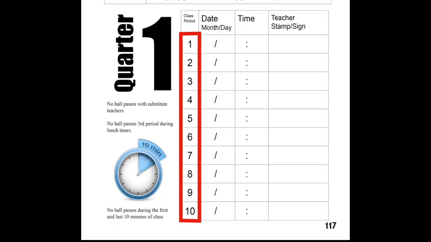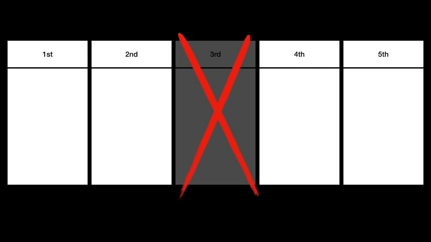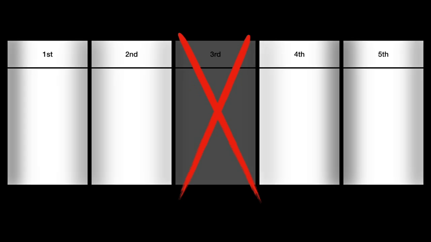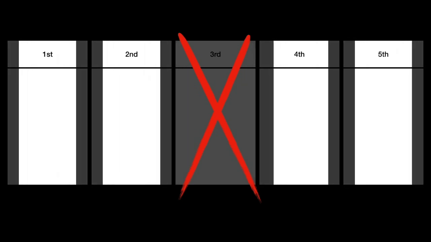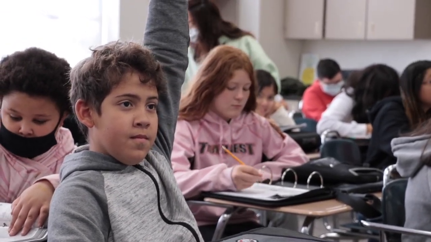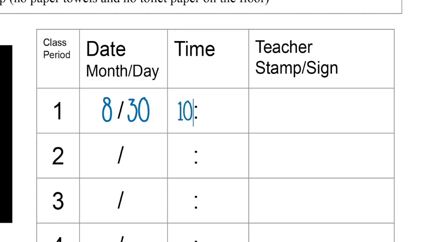These can be used at any time as long as your teacher approves it, with the exception of third period. There will never be any hall passes given out third period. There should also not be any hall passes used during the first 10 minutes or last 10 minutes of class. But after the first 10 minutes and before the last 10 minutes, if it's not third period, you can talk to your teacher and ask to use a hall pass. If the teacher says okay, mark down the date and the time, and the teacher will sign or stamp your planner.